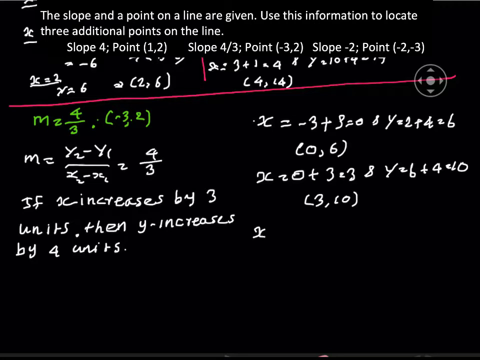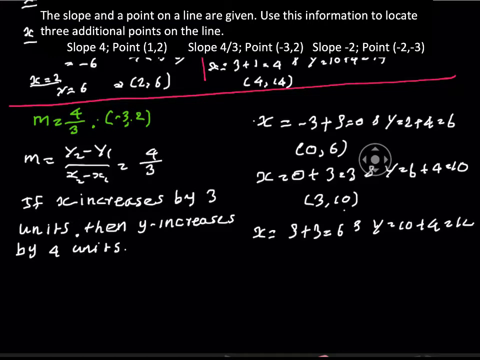The last one, x equal, okay, we have 3 here, so I will use this 3. So 3 plus 3, the increment, equals 6, and y, we have 10 here, so 10 plus the increment 4 is 14. So the point is 6 comma 14. So you should understand this.